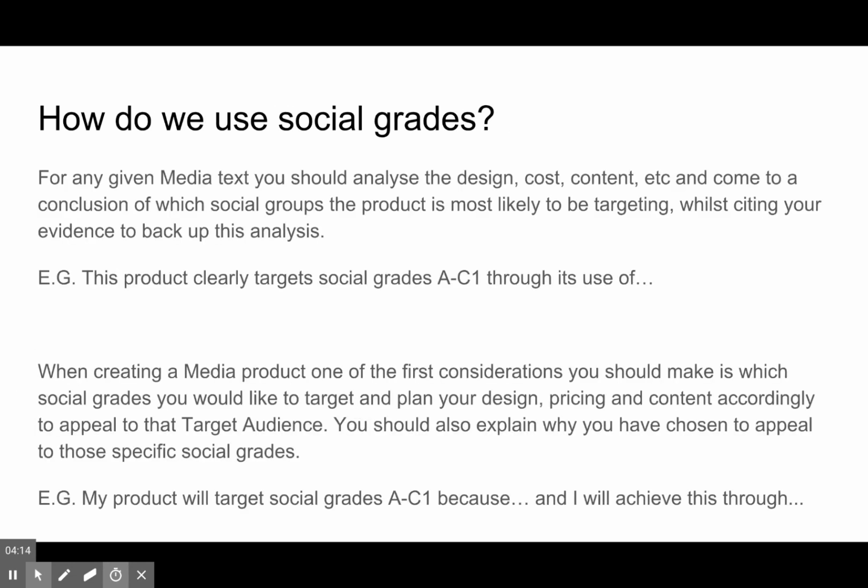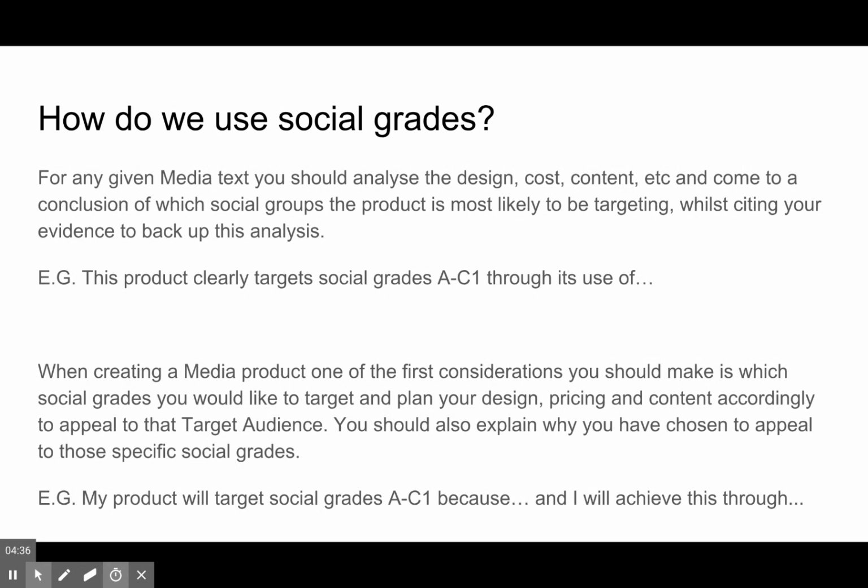So how do we actually use this theory? Essentially, if you are analyzing a media text, you should look at the design of it, the actual cost of the product, the sort of content that's within, and then come to a decision based on your opinion of which groups this is most likely to be targeting. Make sure you include evidence to back up this analysis.